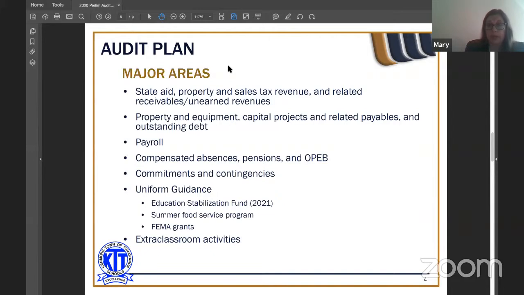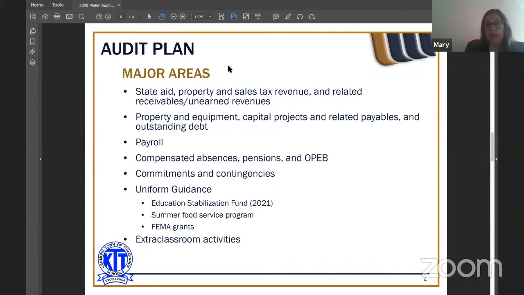And then FEMA grants, which John and I and Jean talked about last week, they are accounting for and tracking any costs associated with COVID that they can ask FEMA for reimbursement for. So there'll be some of that. Again, that'll probably be in 2021.